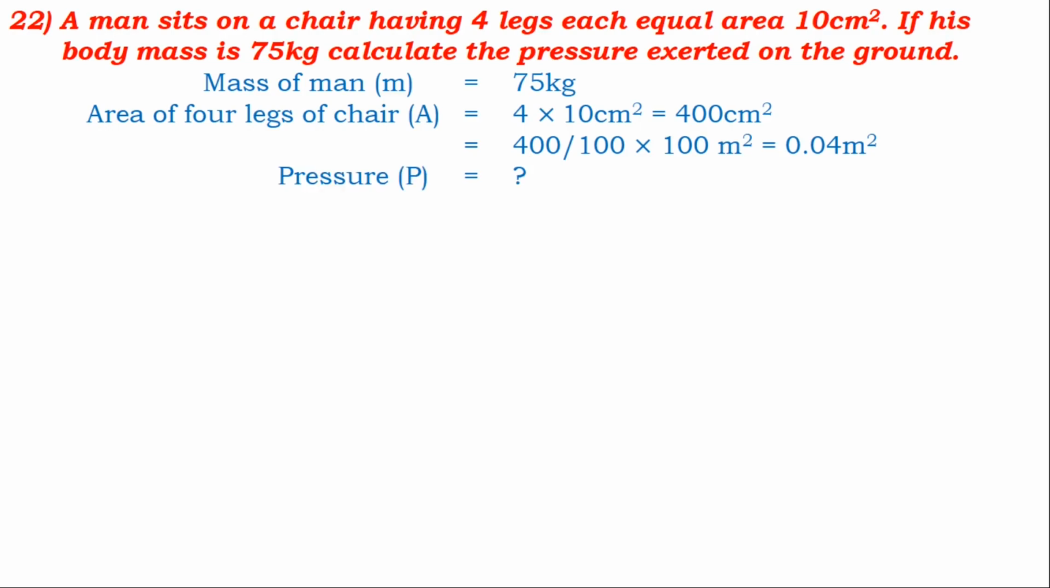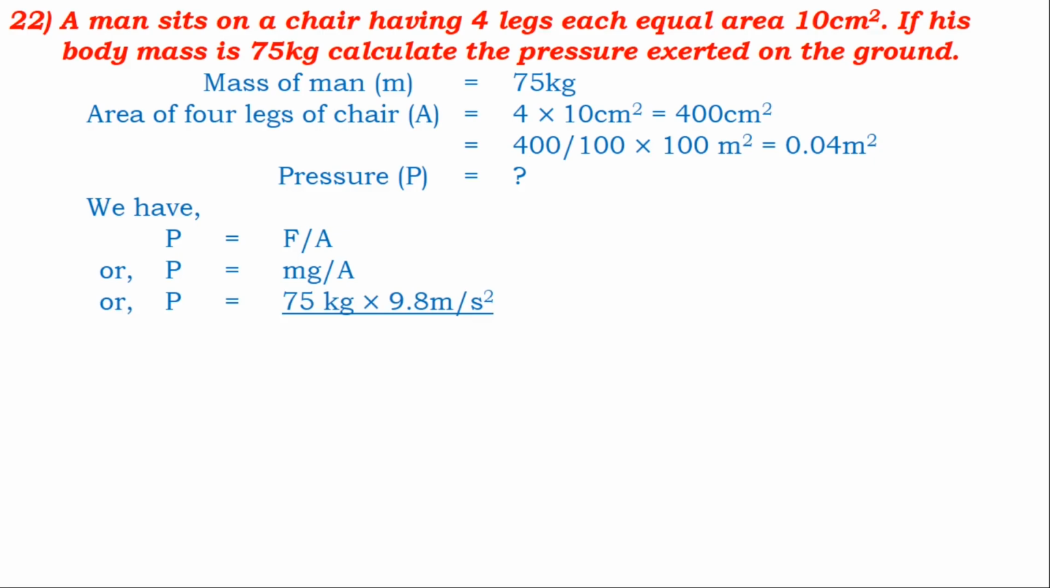Pressure P is the question. Now how to solve this? This is a very simple equation. Pressure equal to force by area, but force is missing. So in place of force we have to use m into g. M into g means weight force. W equal to m into g, or force equal to m into g. M into g divided by A. Now m we know 75 kg, and value of g, average value of g is 9.8 meter per second square. We must know this.